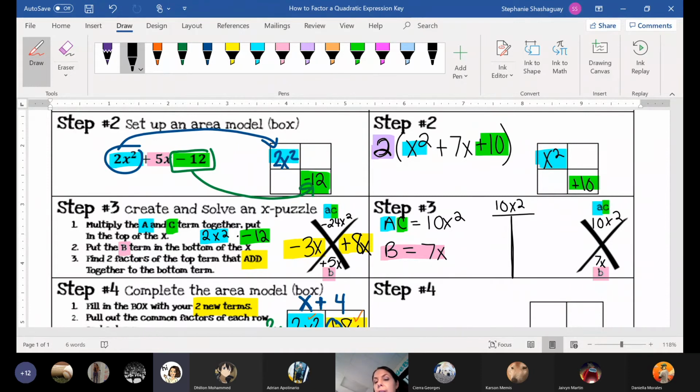Now, in this particular example, we have a positive 10x squared. So we either are going to have 2 negatives or 2 positives, but because our b is also a positive number, we're going to be dealing with positives. So we have 1 times 10. If you add those together, you're going to get 11. And if we have 2 times 5, we're going to add those together and we're going to get 7.